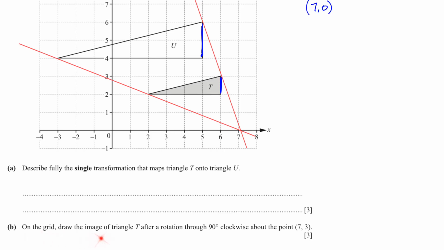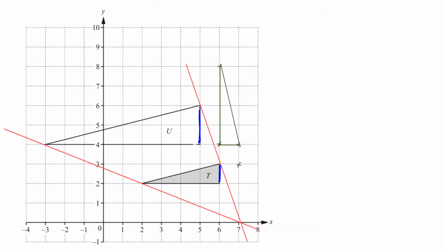In part B, we have to draw the image of triangle T after rotation through 90 degrees clockwise about the point (7, 3). You are allowed to use a tracing paper. So using a tracing paper and having the center (7, 3), you can plot the triangle. So if you draw the rotation from (7, 3), this is going to be your triangle. This is your answer to part B.